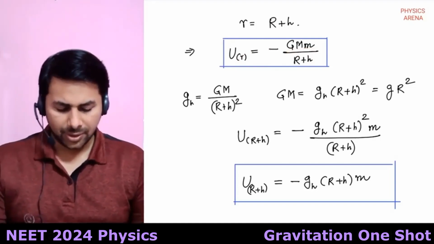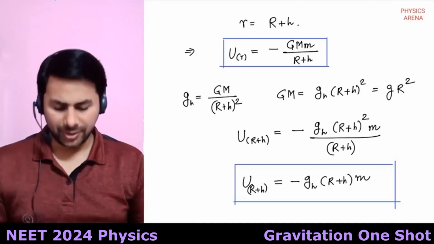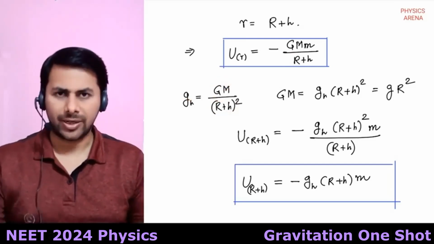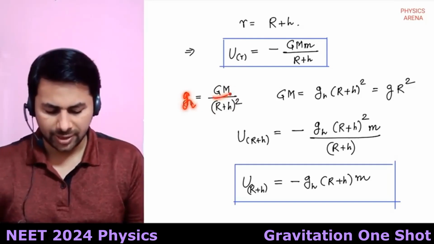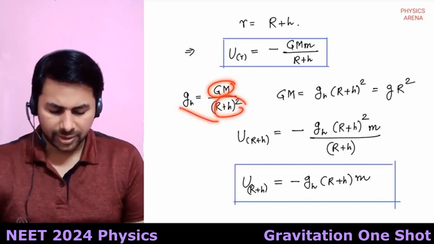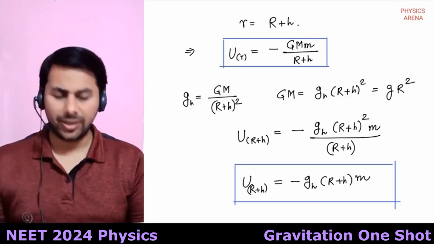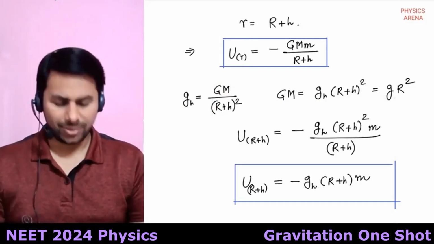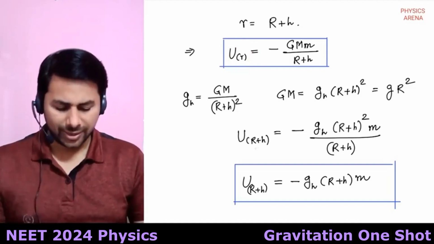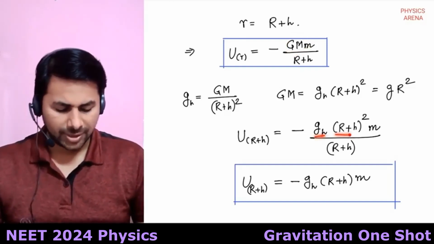Okay, and now there is an important trick which we can use at many places in gravitation. What is that trick? So we know that g at height h is equal to GM upon (R plus h) square. So what is GM? Take this thing on the other side. So remember that GM is equal to g_h multiplied by (R plus h) square, or g into R square. Okay, so in this formula, U at r, or U at capital R plus h, you put GM equal to g_h into (R plus h) square.